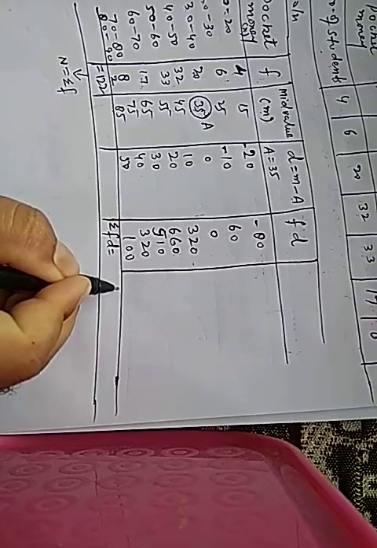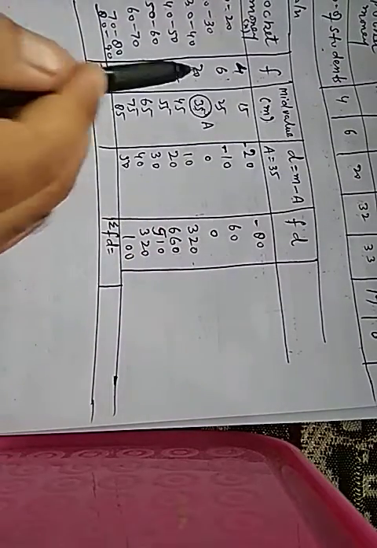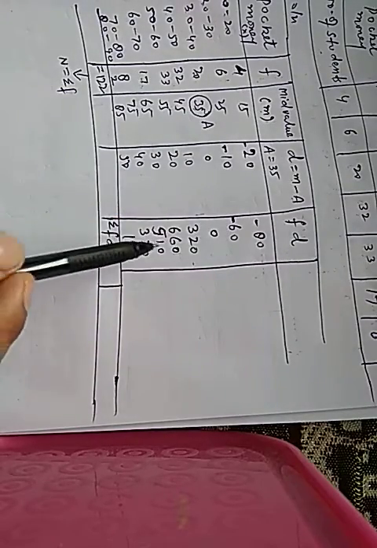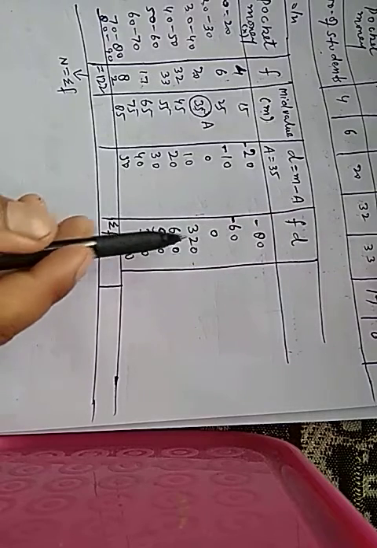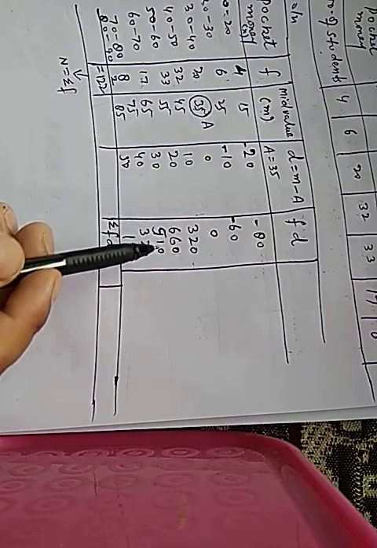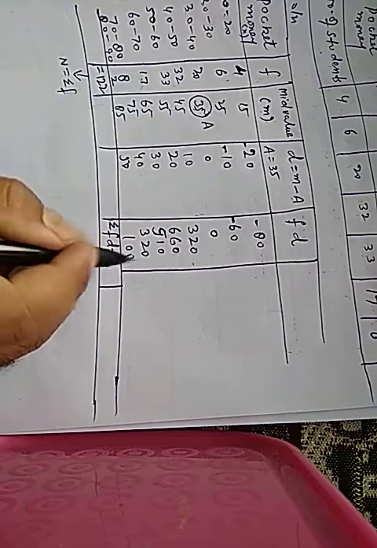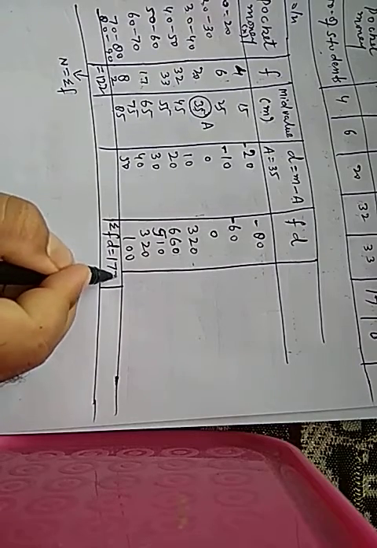Sigma FD will be equal to, minus 80, minus 60, and so on. Doing it on a calculator, you will get the value of sigma FD equal to 1770.